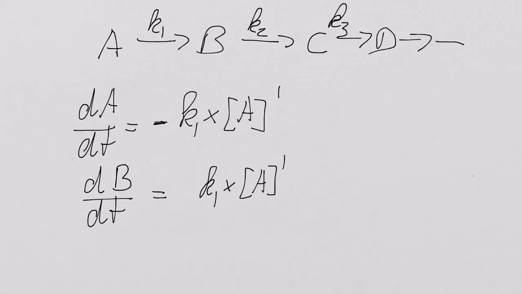Plus or minus? It must be plus, because it gets it. But at the same time, something horrible happens to B. It has to give it off again, because we have this bit here. So it is minus K2 times B. That makes sense?